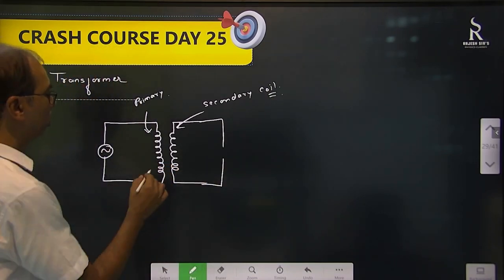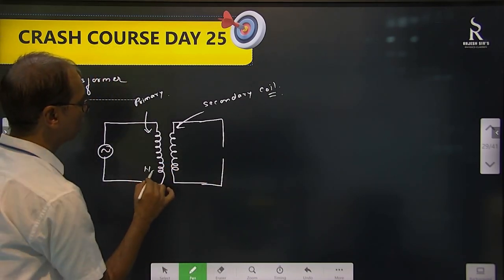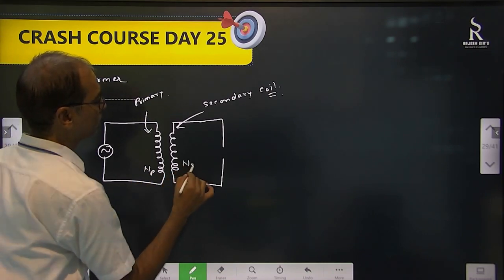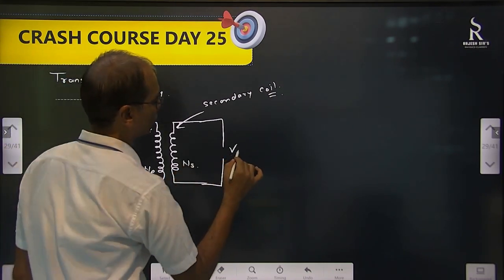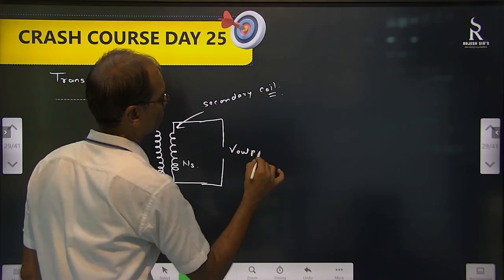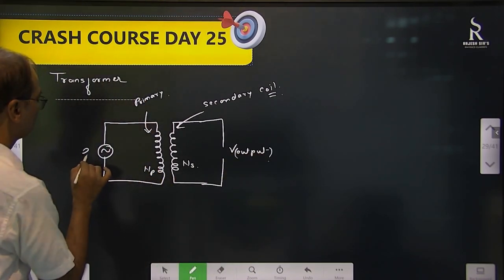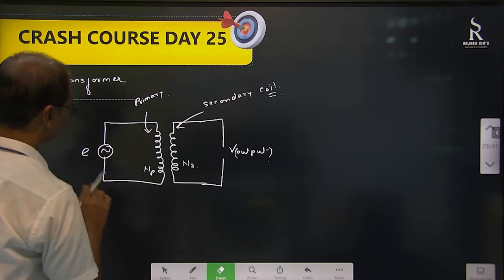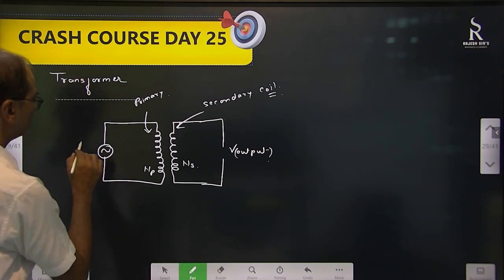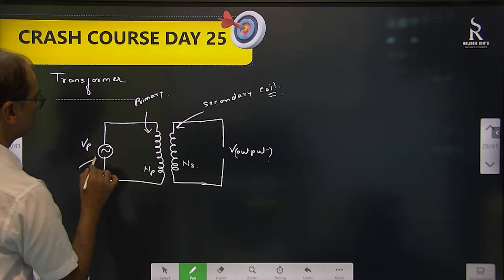Okay, number of turns in primary Np, number of turns in secondary Ns, and here we are going to get V output. Here this is input, Vp you can say. No, this is input.